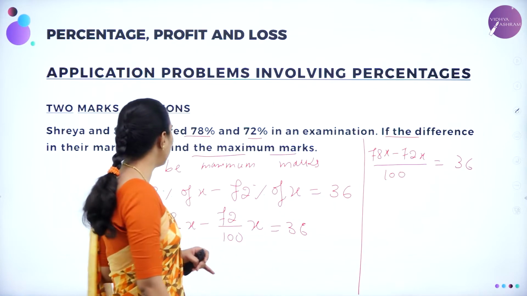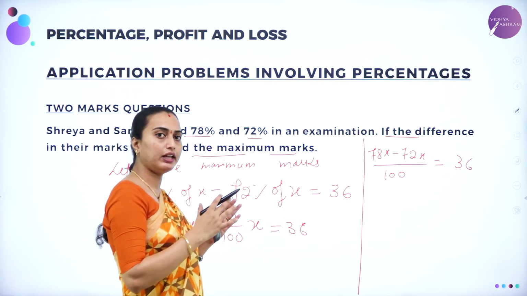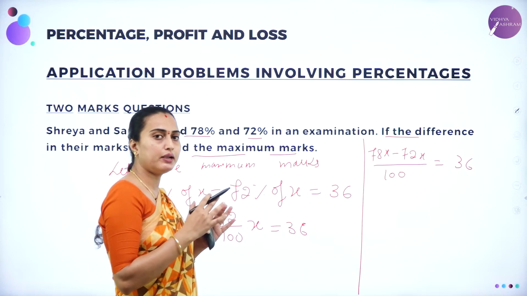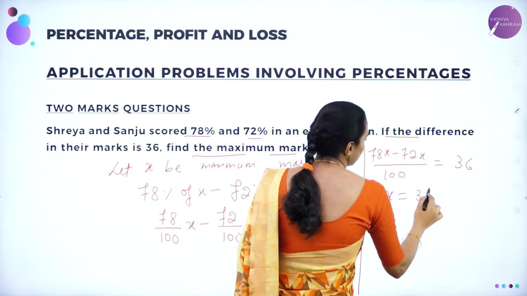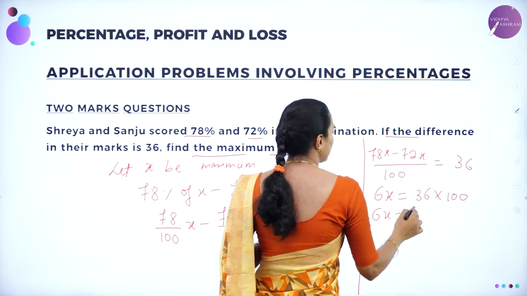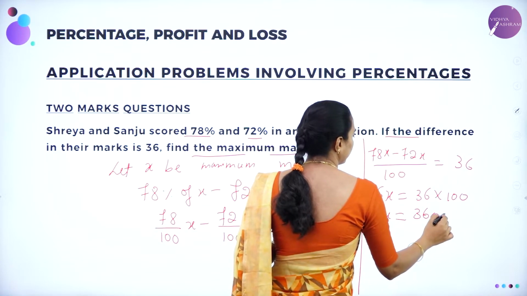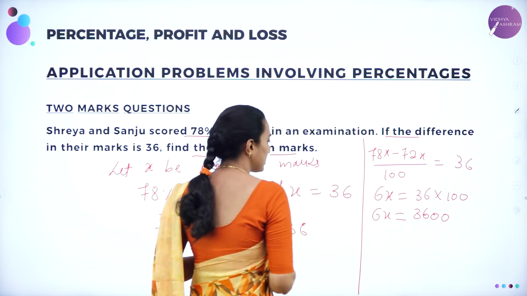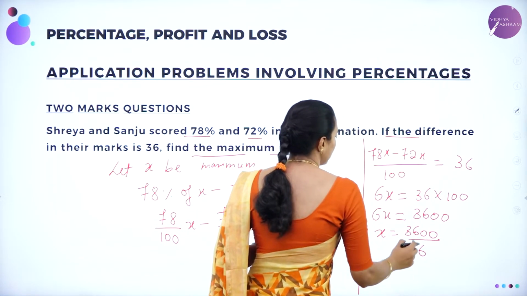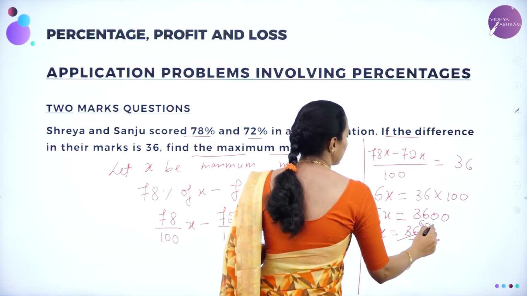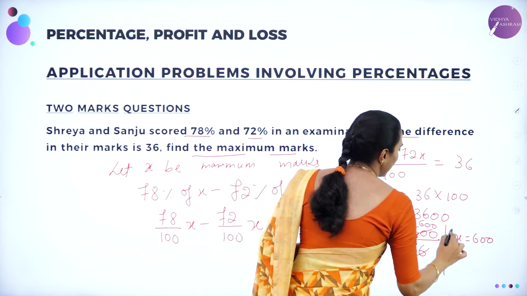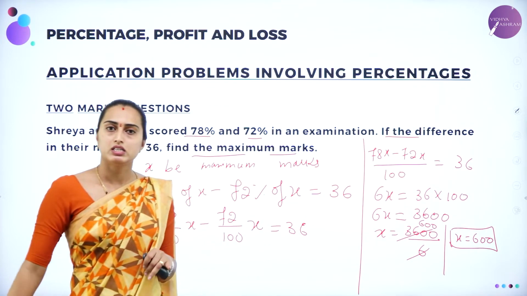Isn't it? So next you are going to have 78x minus 72x, which is nothing but 78 minus 72, which is 6x. 6x is equal to 36 into 100. So therefore 6x will be equal to 3600. Now x will be equal to 3600 divided by 6, so x will be equal to 600 marks. So the maximum marks they have to score is 600.